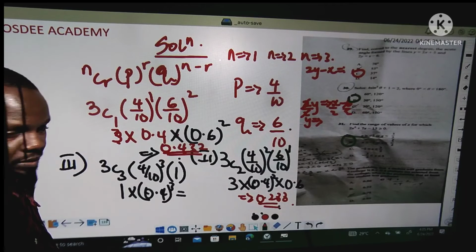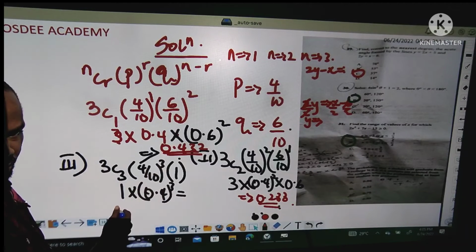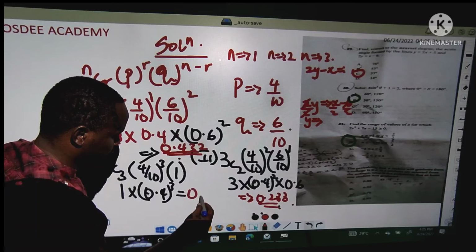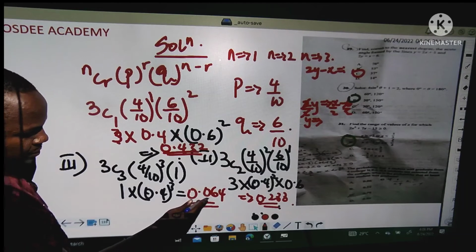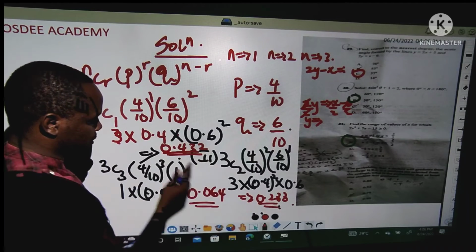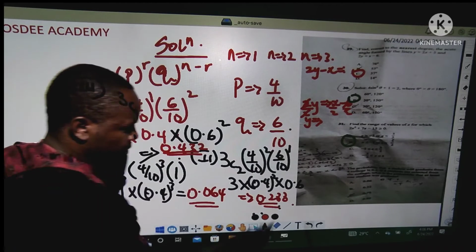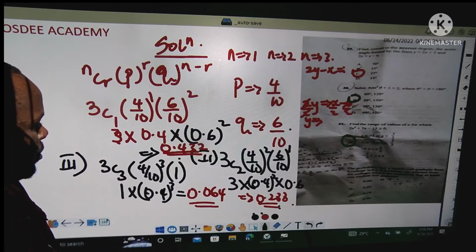I just want confirmation. Raised to power 3, 0.064. So now what you do for me is to add all these 3 answers: 0.064 plus 0.288 plus 0.512. And that's the answer to the question. Hopefully you get it there.